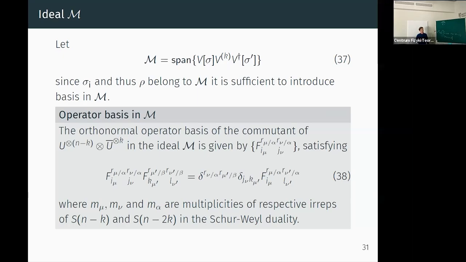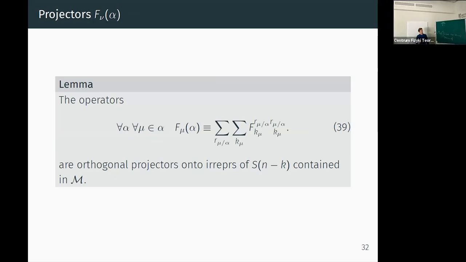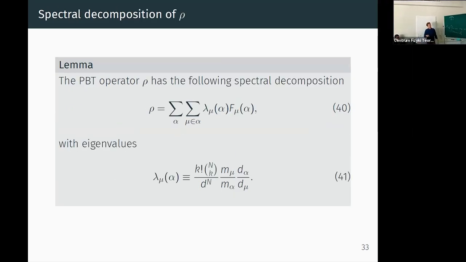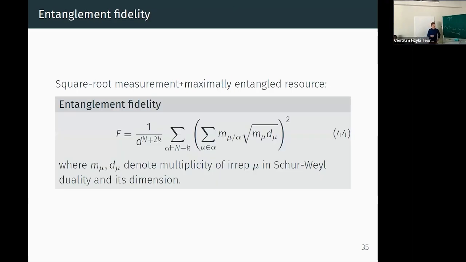So I'm not going to dive into the description of this operator basis, but what is important is that with this basis, you can construct orthonormal projectors on irreps of S_{n-k}. And moreover, this port-based teleportation is diagonal in this irrep, so it is described as a sum of these projectors. This allows us to calculate these traces efficiently and express them in terms of these quantities describing irreducible representations of the symmetric group.